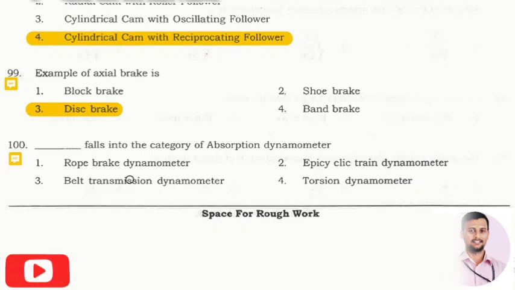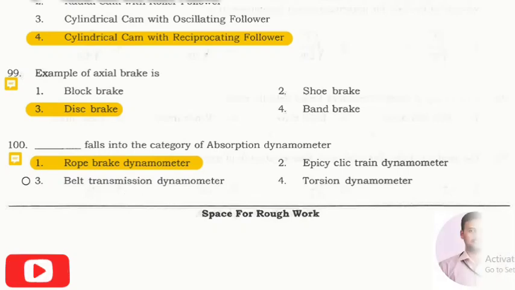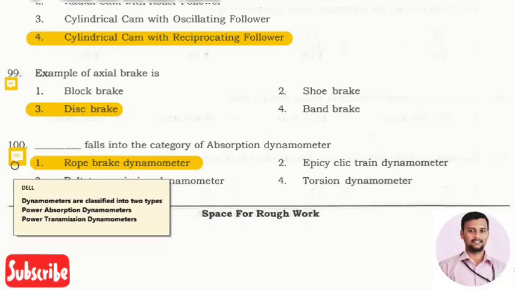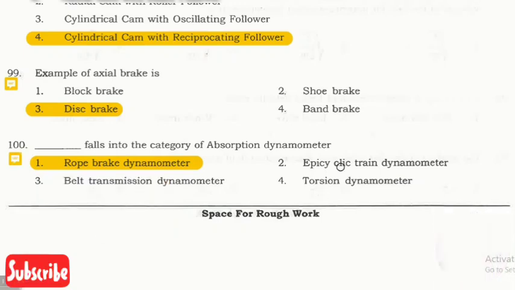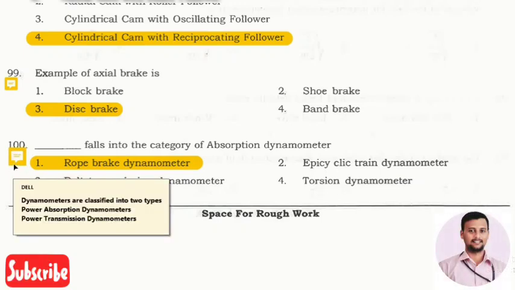And the next question is: dash falls into the category of absorption dynamometer? Your right answer is option 1, that is rope brake dynamometer. These dynamometers are classified into two types: one is power absorption and the other is power transmission. So rope brake comes under power absorption, and all the remaining options come under power transmission dynamometers.